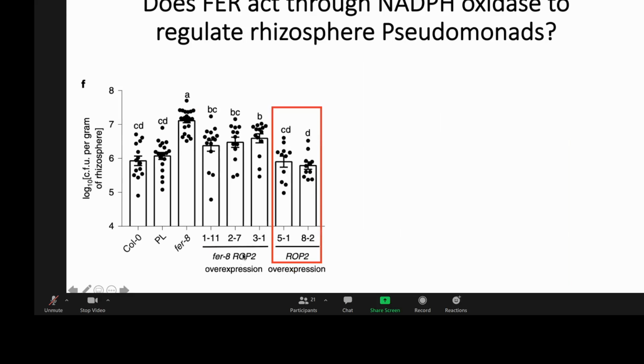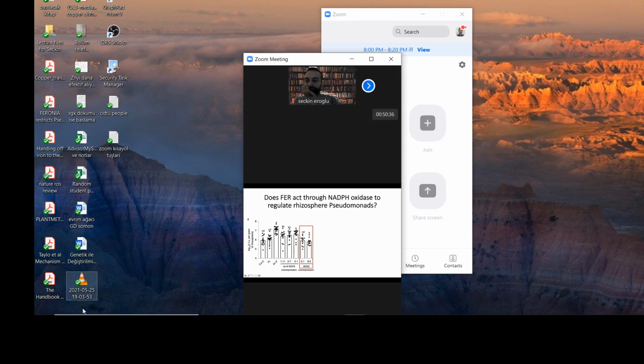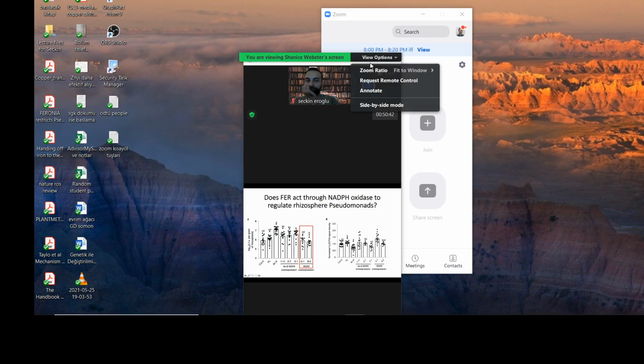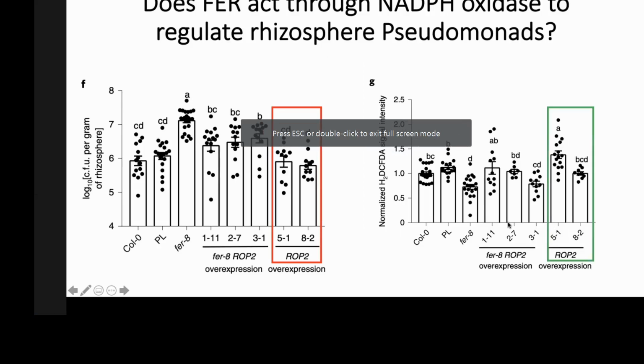So that's the RAP2 overexpression in the FAIR8 mutants. They also just looked at RAP2 overexpression, and indeed, just like in the FAIR8 background, they saw a decrease in bacteria. So we're comparing this as compared to FAIR8, and we see a decrease. And then when we look at ROS production in RAP2 overexpression, we see that there's an increase, right? So if we compare FAIR8 here, for the 5-1, we see an increase, and for the A2, maybe there's a decrease. It looks pretty similar to me. Yeah, there's an increase. Yes.